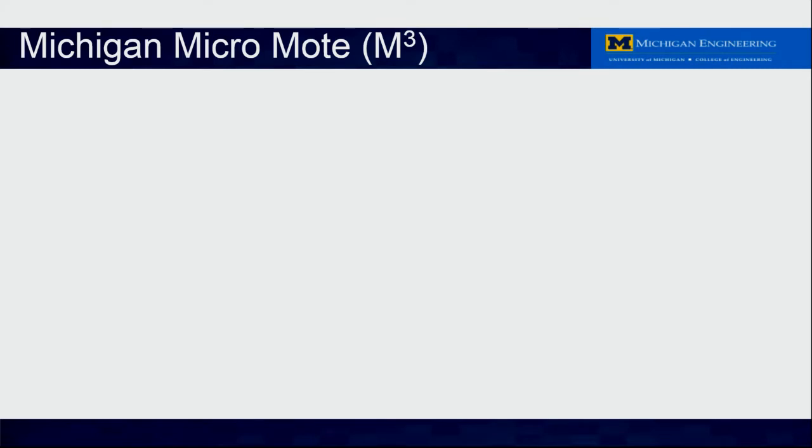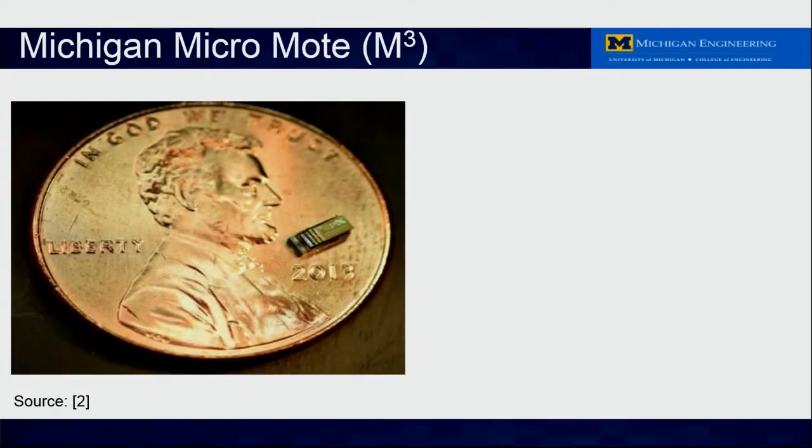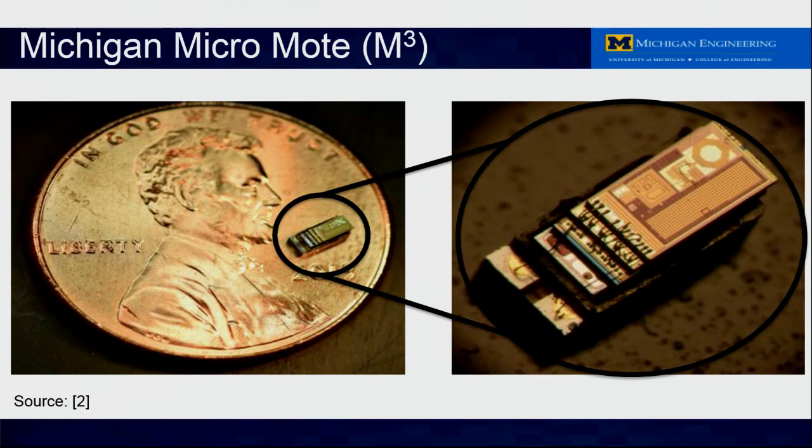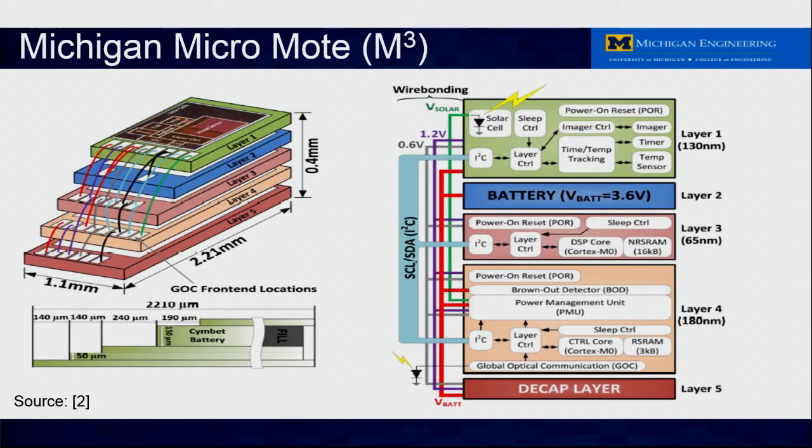So let's introduce this sensing platform. Shown here is the Michigan Micro Mote, commonly referred to as M-cubed, in its most current form. The design consists of 5 layers, each of which executes a specific function in the overall system. Development of the device has spanned much of the latter half of the previous decade and has involved the work of dozens of students from nearly all parts of the world. So let's briefly consider each of the layers in the M-cubed system.